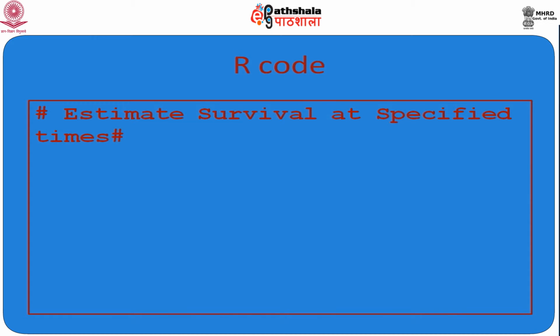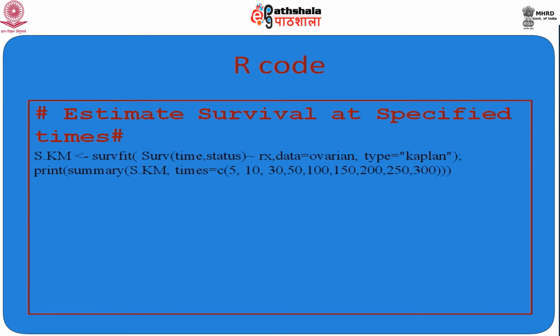Survival estimations at specified times. The survfit function available in the library called survival is useful to give the survival estimate at specified time points. Again, another function is called Surv, with time and status, followed by tilde Rx, that is the treatment of type 1 and 2, will give us the survival estimates, where we have to assign data equals ovarian with type equals Kaplan-Meier.